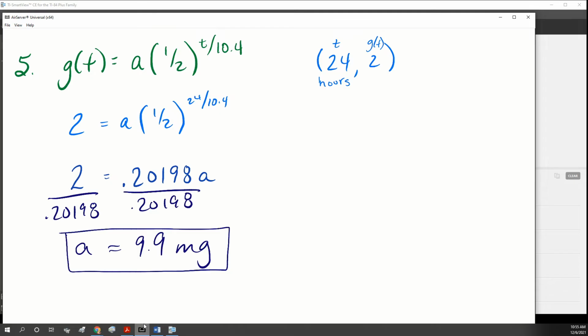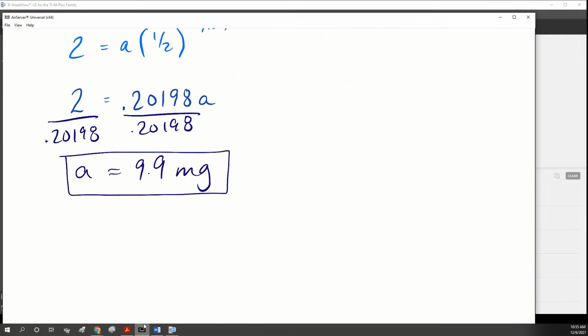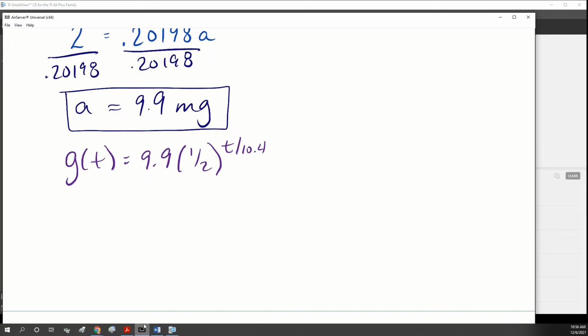And then it also asks how much will remain after another 3 days. So I'm going to go ahead and just write my formula. So am I going to put 3 in for T? No. Go ahead. So we're going to find G of 72.